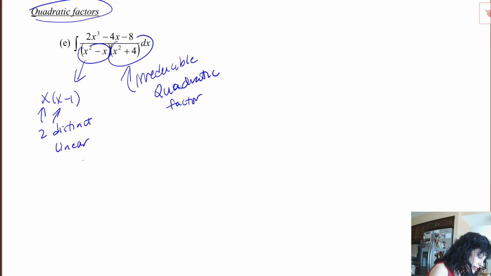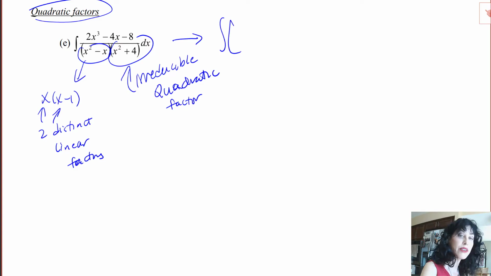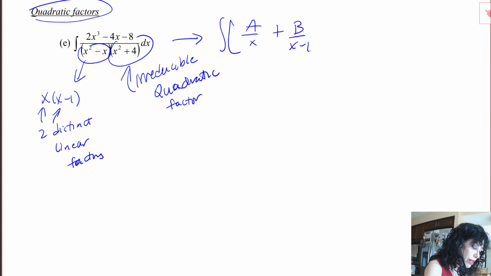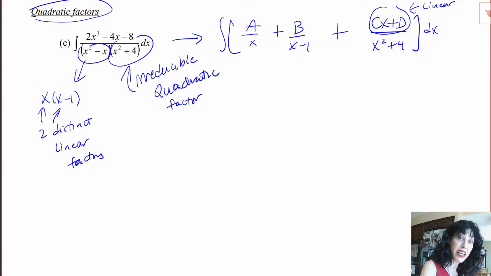So this is going to be an intense problem because, as you see, when we're going to break this down using PFD, partial fraction decomposition, we're going to need 3 separate partial fractions, one for the x, one for the x minus 1, and then one for this irreducible quadratic, which the numerator, please notice, is not just a single constant. It's actually a linear factor. That's linear, cx plus d.